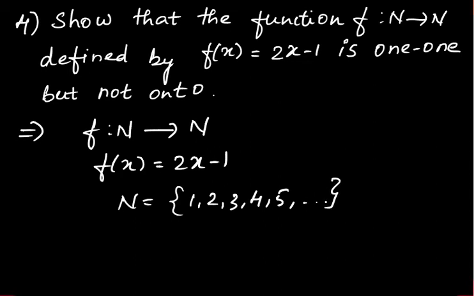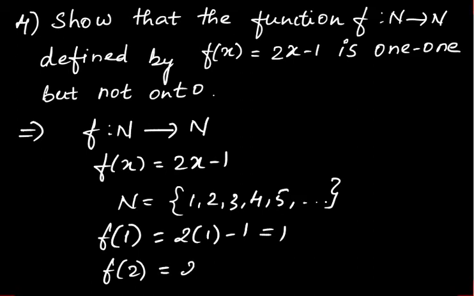Find f of 1 first. So f of 1 is equal to, in the place of x, substitute 1. So 2 into 1 minus 1. So 2 into 1 is 2, 2 minus 1 is 1. So similarly find f of 2. 2 into 2 minus 1. So 4 minus 1, 3.